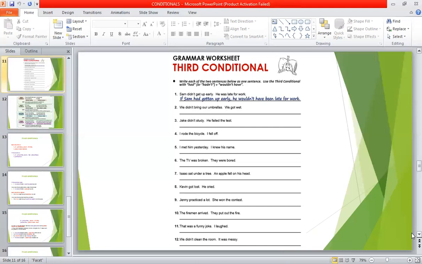I rode the bicycle, I fell off. Okay, so here you can answer this. This is new. If I, so here we use past perfect. If I hadn't ridden. So if I hadn't ridden the bicycle, I wouldn't have fallen off. Okay, would have plus past participle. And so on. Do the rest of the exercise.